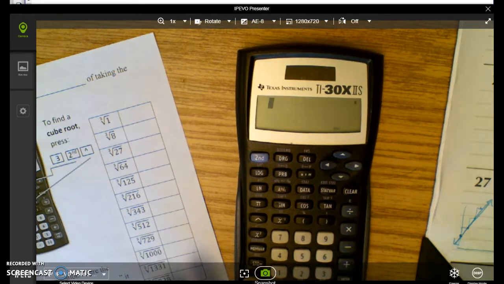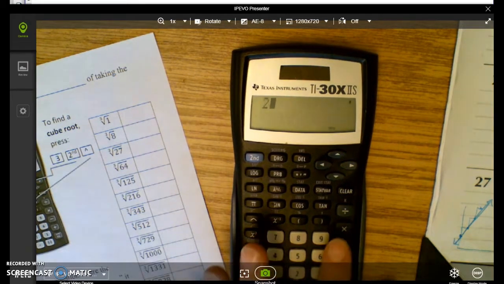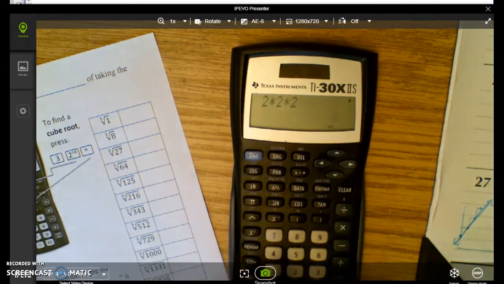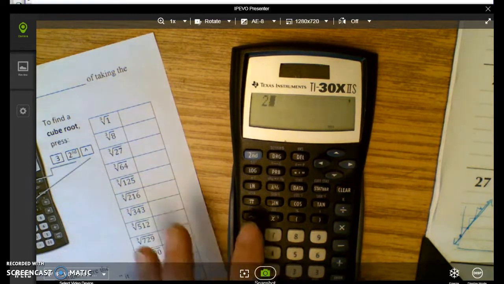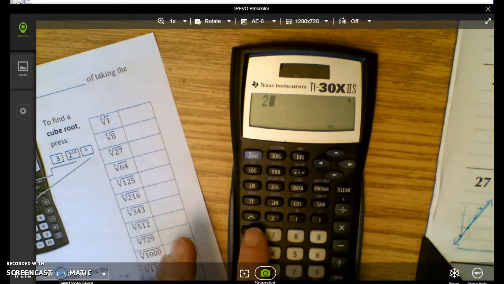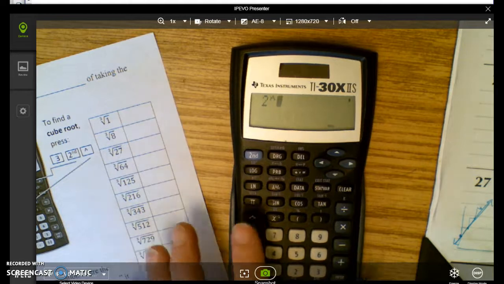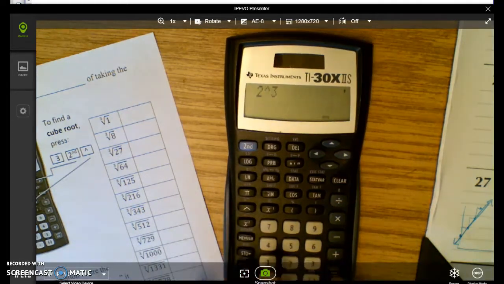So it would help if I turn my calculator on. You guys know a shortcut. You know that if you want to take 2 to the 3rd power, you could use this button over here, which we kind of called the caret button. 2 caret 3 will do the same problem, but it'll do it quicker for us.